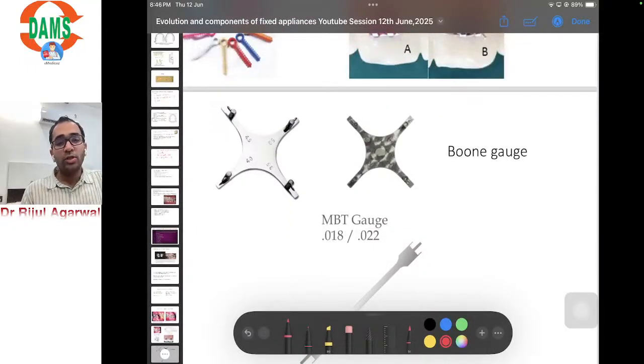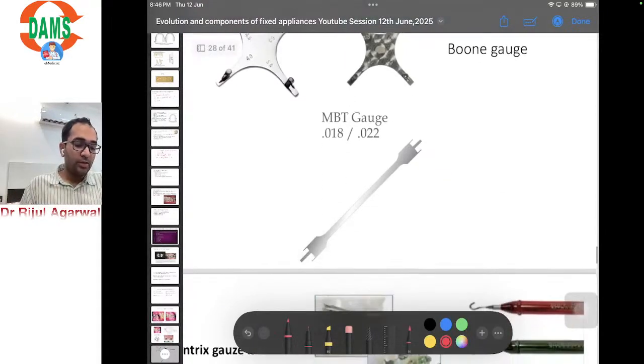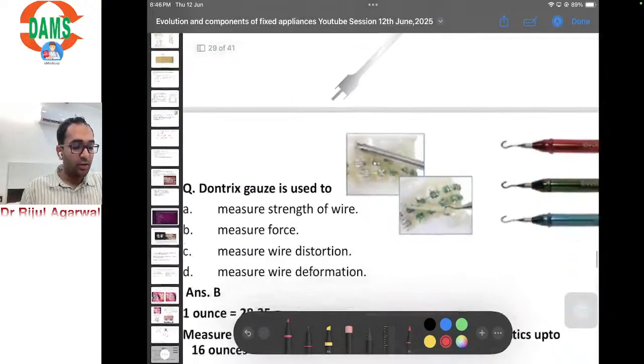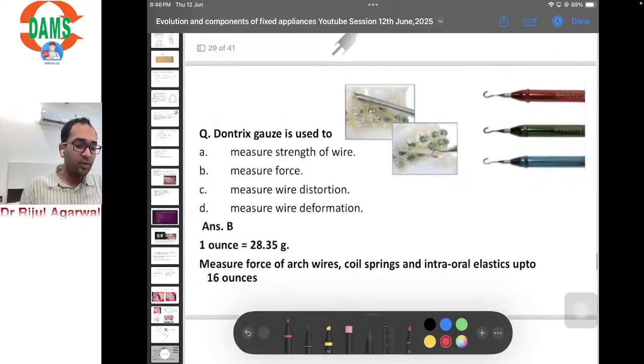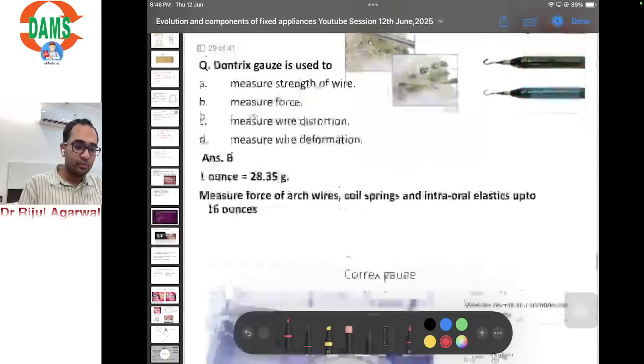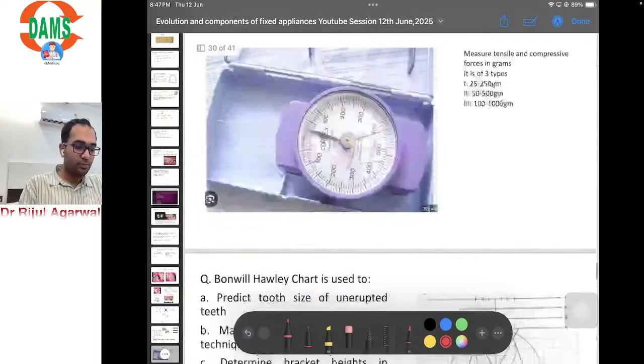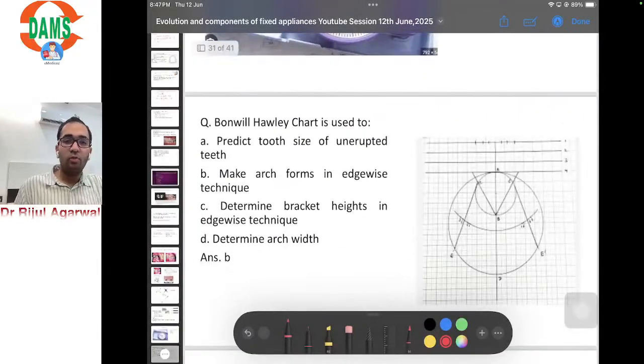These are the images of the Boone's gauge for properly positioning the bracket at the proper height on the tooth. This is the MBT gauge for proper positioning. Next is the Dontrix gauge used to measure the force applied to the teeth in cases of elastics, coil springs and arch wire. For measuring heavier forces in cases of headgear and face mask, we use the Corex gauge. So this is the image of a Bonwill-Hawley chart to make arch forms in the edgewise technique.